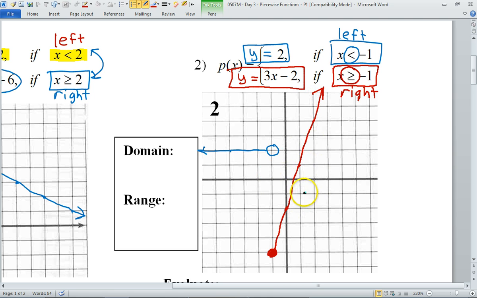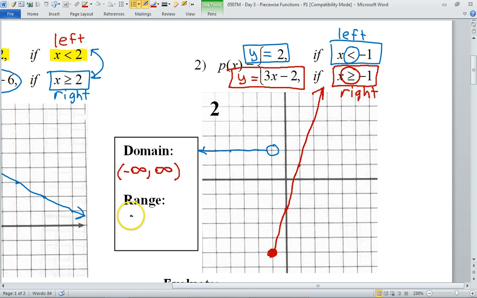And that's it. That's how you graph a piecewise function. Just graph the pieces, and you're done. Is the domain going to be -infinity to positive infinity again? Yes. It won't always be. So you have to really look at each one this time. But for now, it's still -infinity to positive infinity.